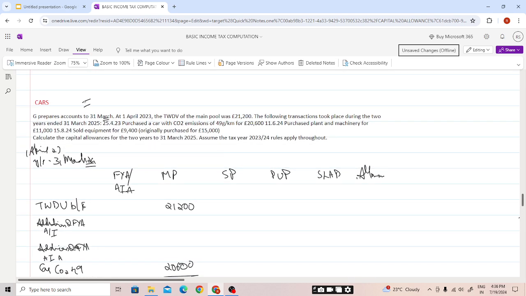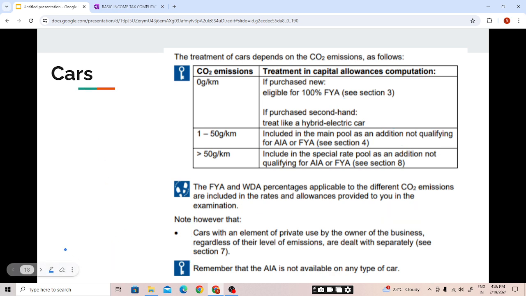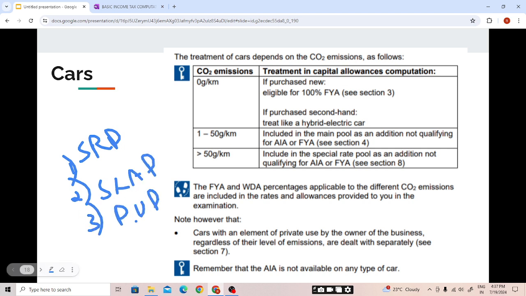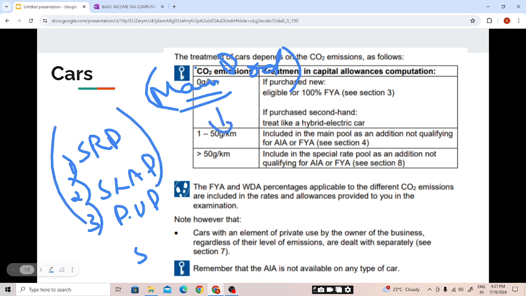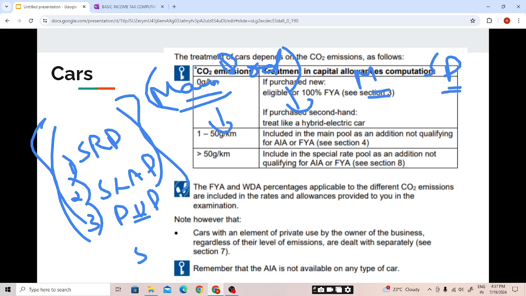Now students, we have a few topics left: the special rate pool, short life asset pool and private use pool, and we have structure and building allowance. So students, we have completed the main pool, and now this topic will be very easy. If you understand the main pool, these are just a piece of cake, very easy, the same rules, because students we have two main pools, main pool and special rate pool. But the private use pool is different.